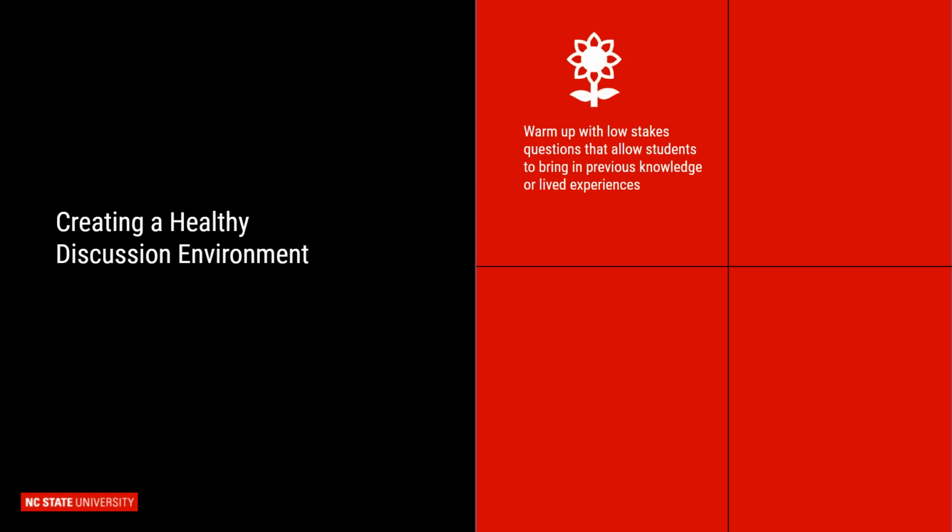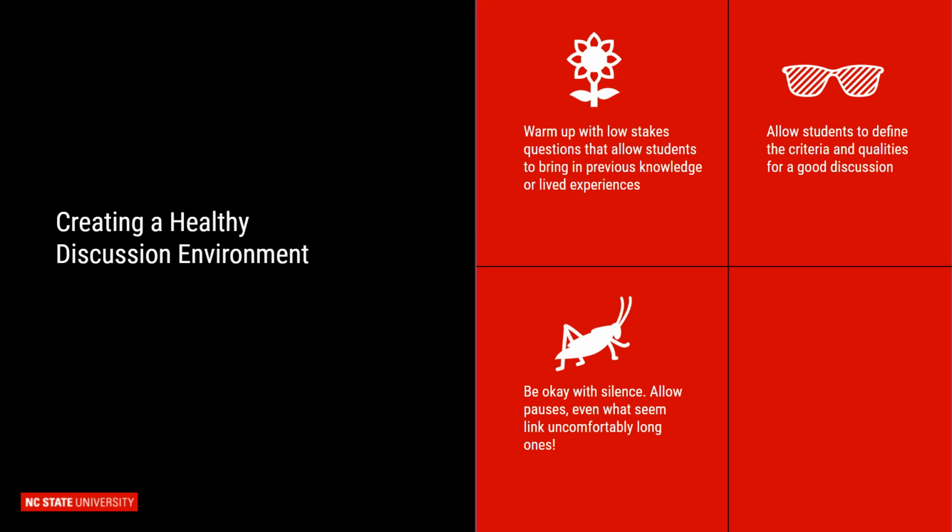Some aspects of that include warming up with low-stakes questions that allow students to bring their previous knowledge or lived experiences, allowing students to define the criteria and qualities of a good discussion so they feel ownership of it. This might take the form of starting out by asking the question, what guidelines should we have for this discussion? Being okay with silence and giving time for students to respond, and being structured yet flexible, allowing for free-flowing conversation and some tangents while still keeping the discussion moving forward.